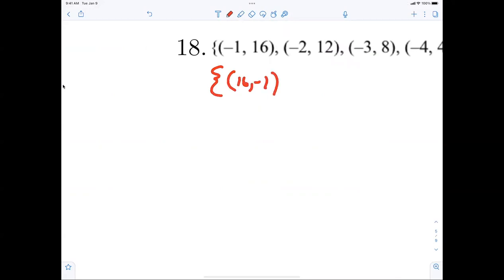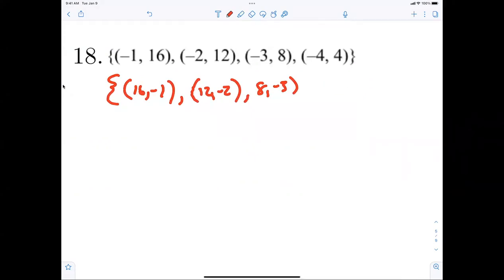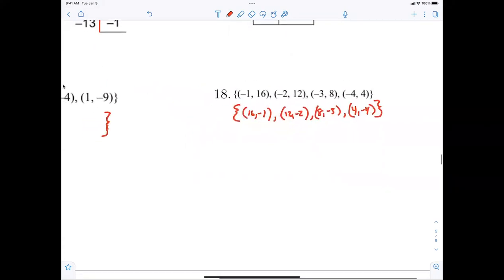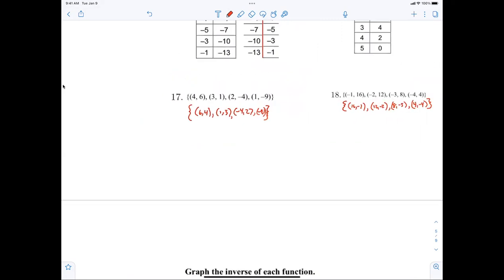16, negative 1. 12, negative 2. 8, negative 3. 4, negative 4. Easy enough, right? And I'll just do the work here just in case. Everybody good with the inverses?